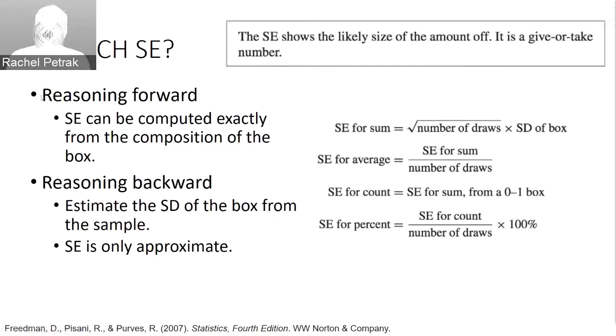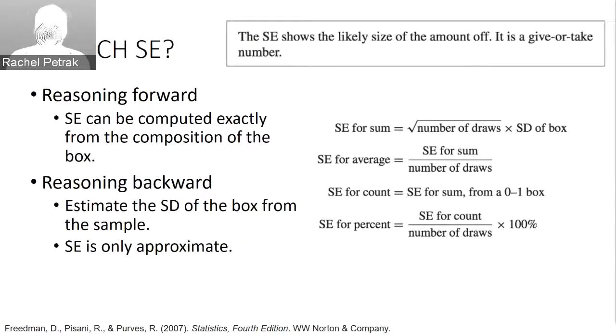Reasoning forward is easy to imagine. We did a lot of this already, where we compute directly from the composition of the box. This idea of reasoning backwards from our sample and then inferring about the box, that's a newer idea. When you're reasoning backward, you often have to estimate the standard deviation of the box based on the sample. So in this case, our standard error is only an approximation, but the interpretation of the standard error is still almost the same as in our other scenarios.